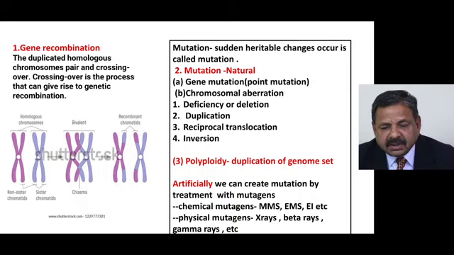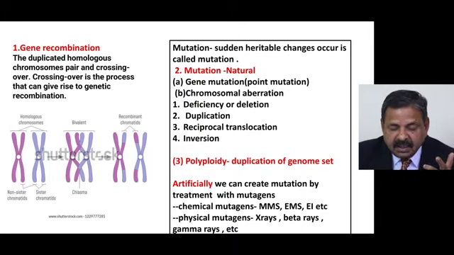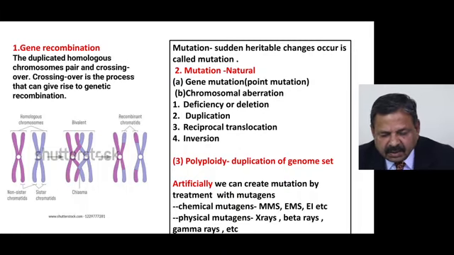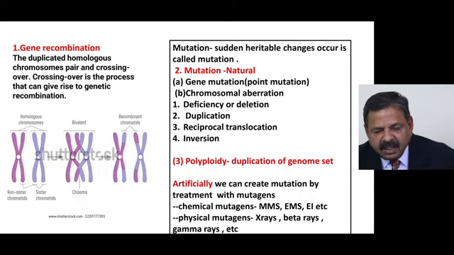Another is the mutation, where a sudden heritable change occurs. Among the natural mutations going on, one is the gene mutation, that is the point mutation. As I told you in my earlier lecture, the nucleotide of the DNA is composed of three things: one is the nitrogenous base, another is the phosphate, and one is the sugar. These three things together constitute one nucleotide. But if there is some change in a nitrogenous base, definitely its counterpart will change, and as a result a different kind of strand will form and variation will be created.